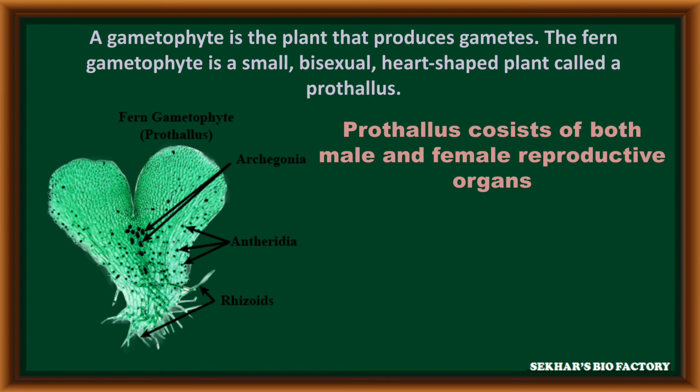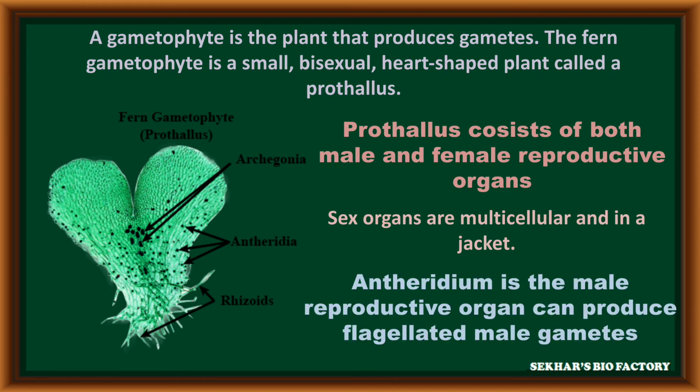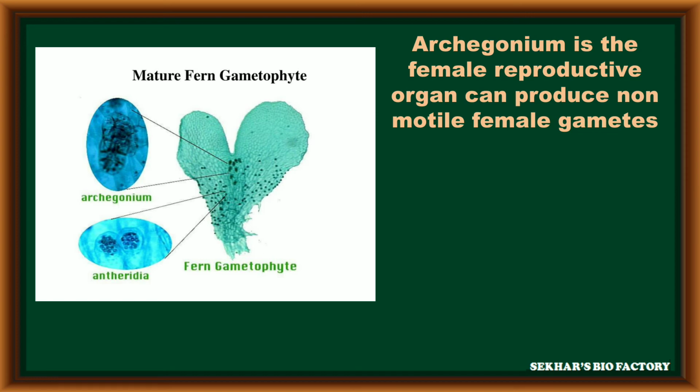This prothallus consists of male and female reproductive organs for sexual reproduction. The sex organs present in the prothallus are multicellular in nature, surrounded by a jacket. The antheridium, the male reproductive organ, produces flagellated male gametes. The archegonium is the female reproductive organ. It produces a non-motile female gamete.